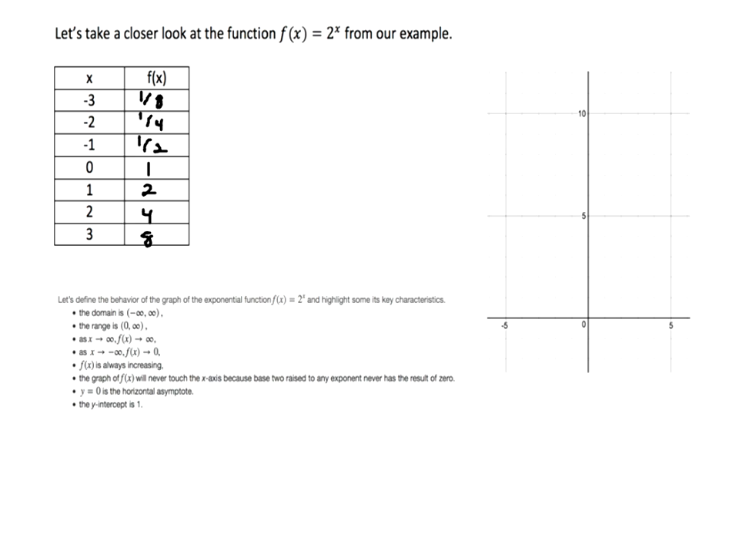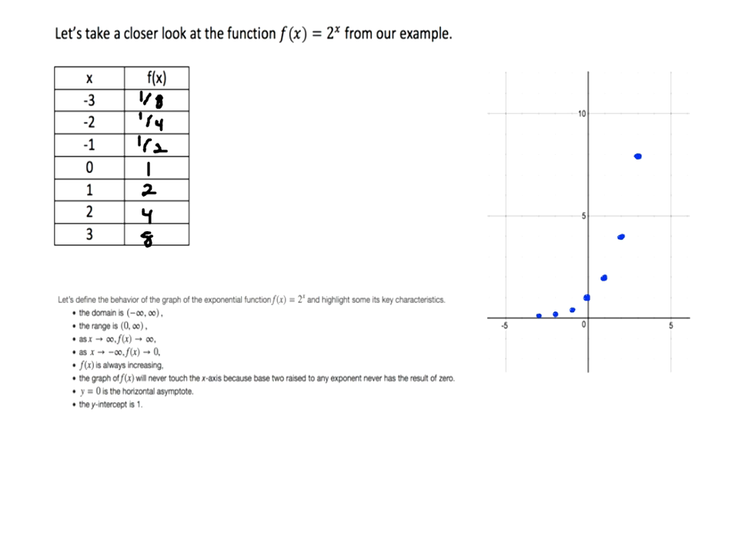I'll use blue. Negative 3, 1/8. It's a little bit above the x-axis there. Negative 2, 1/4, a little bit higher. Negative 1, 1/2. 0, 1. That 0, 1 is pretty important when we're talking about exponential functions, and we'll get into that a little bit later when we look at 6.2 material. 2 to the first power is 2. 2 squared is 4. 2 cubed is 8.